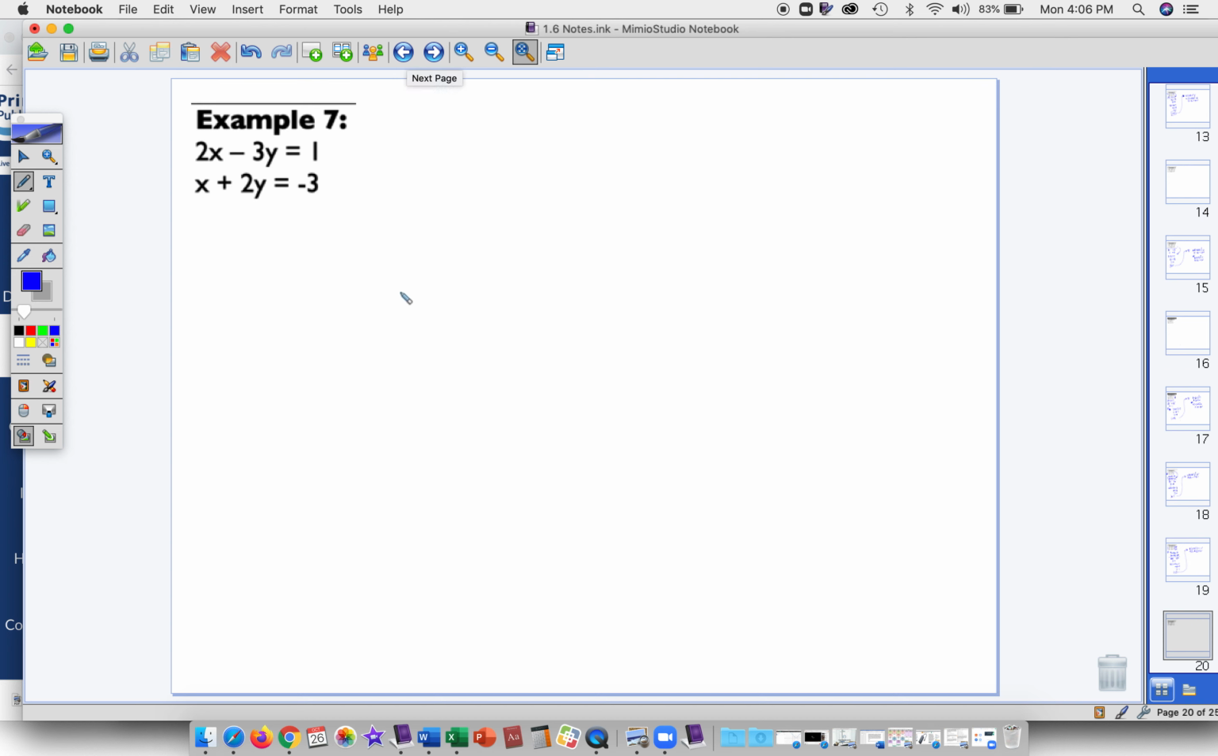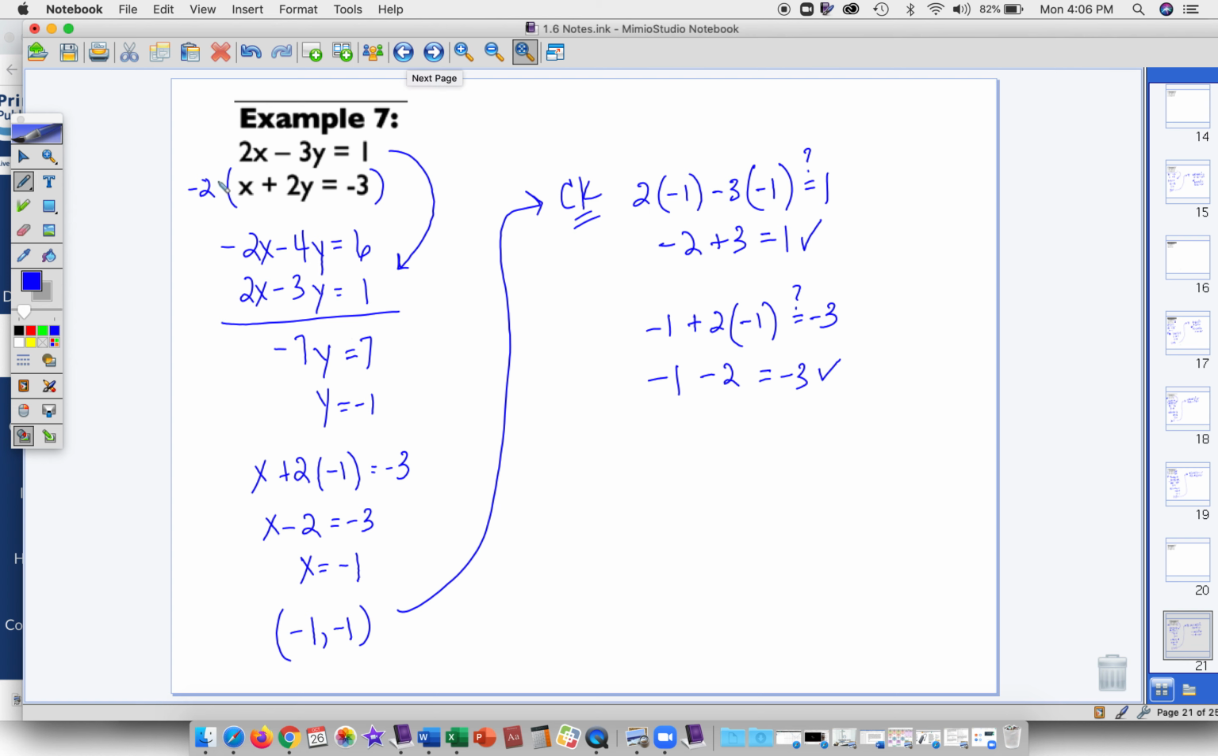Okay, so you go ahead and try example 7. Pause the video. When you're done, come back and we'll compare solutions. Okay, let's see how you did. So I took the second equation multiplied by negative 2. That gives me this line here. And then I brought the first equation down and added them together. So go ahead and check the work. If you didn't get negative 1, negative 1.